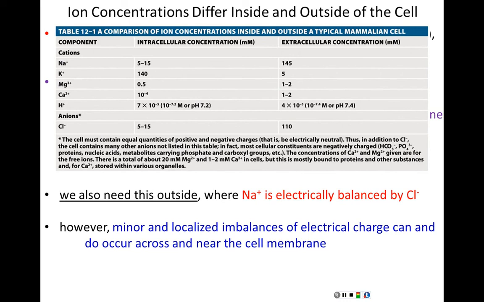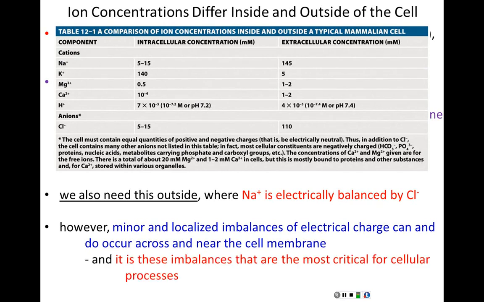That's not to say the overall net charge is always zero. There are minor and localized imbalances of electric charge, typically found right at the cell membrane, and that's on purpose. Actually, it is those minor, rare, localized events of charge imbalance that are the most critical for cellular survival, and we'll see that near the end of the lecture too.